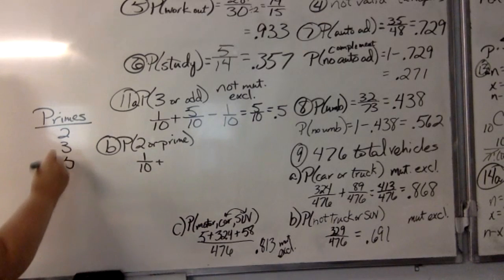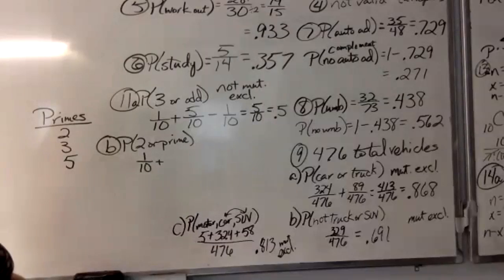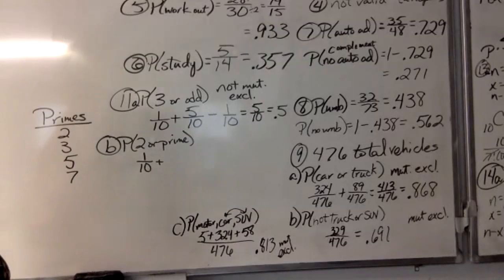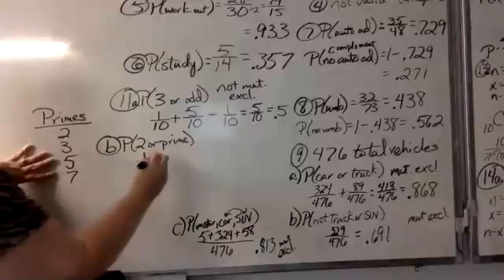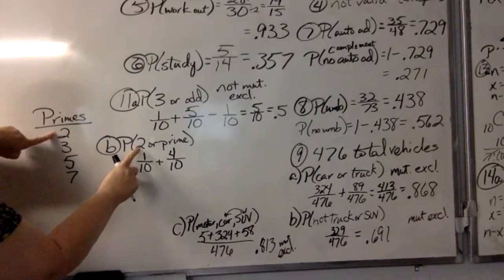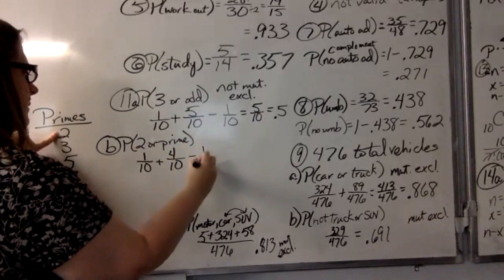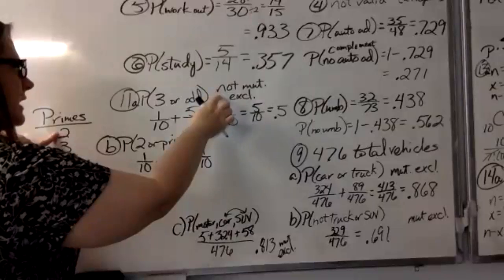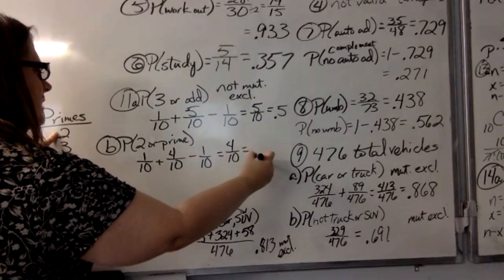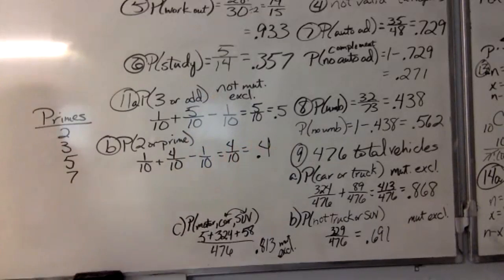No. 5's prime, is 6 prime? No. 7? Yeah. 8? No. 9? No. 10? No. So these are prime numbers. So there's 4 prime numbers, but is one of these also the 2? Yes. Subtract the 1 because it's not mutually exclusive. So when I do, I have 4/10, which is going to be point four.